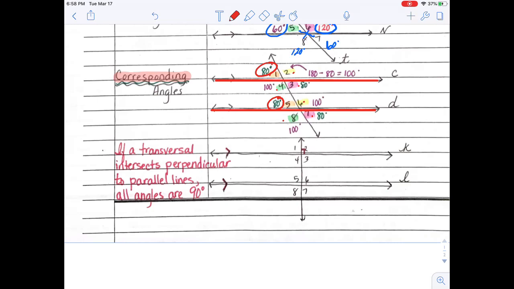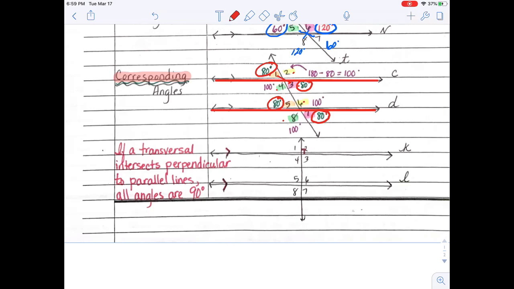Now, use your vertical angles. 1 and 3 are vertical, so you know 3 is 80. Doesn't 3 correspond with 7? Wouldn't it sit on top of each other? So it has to be 80. Now the other angles you could figure out.